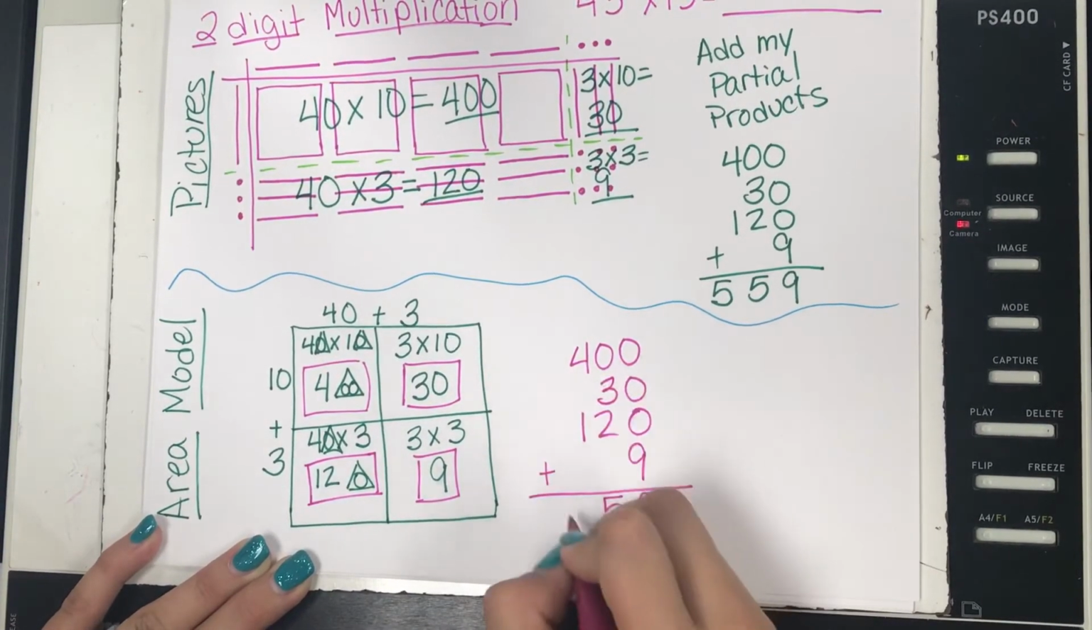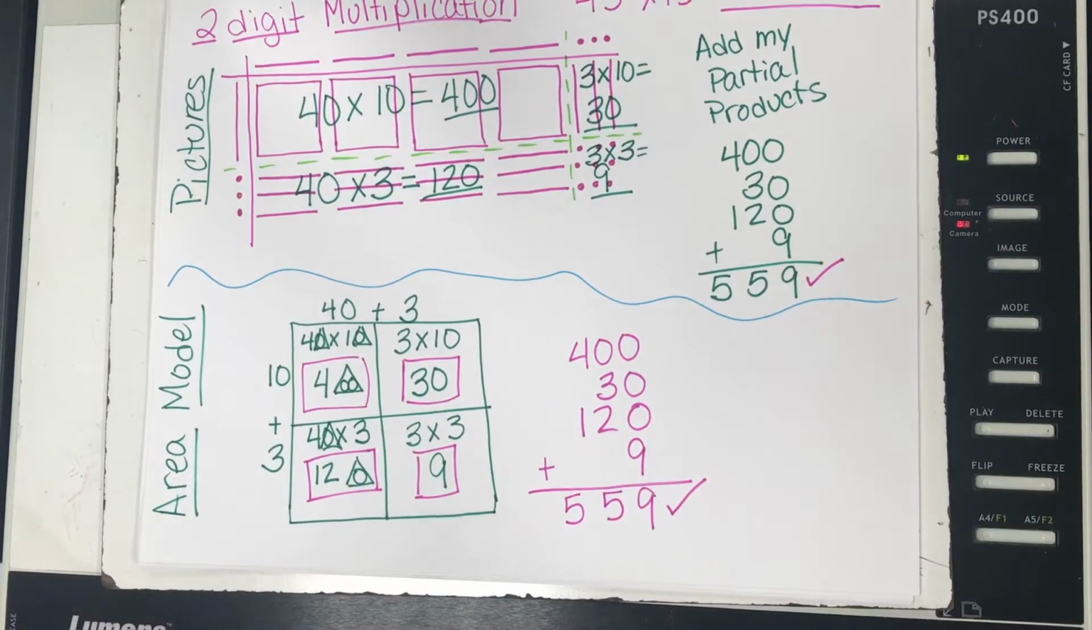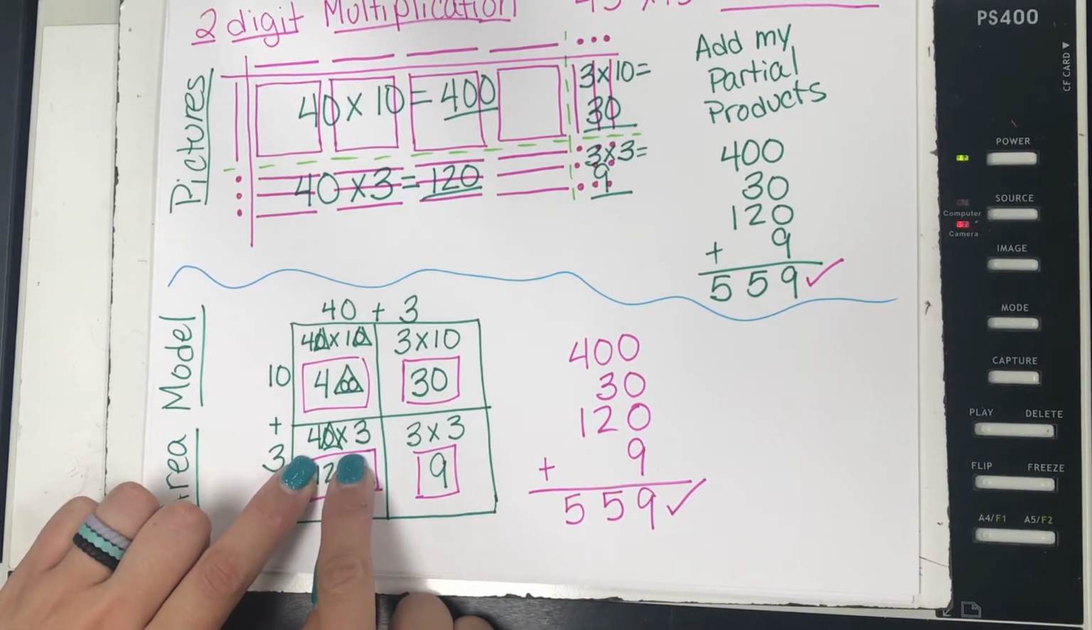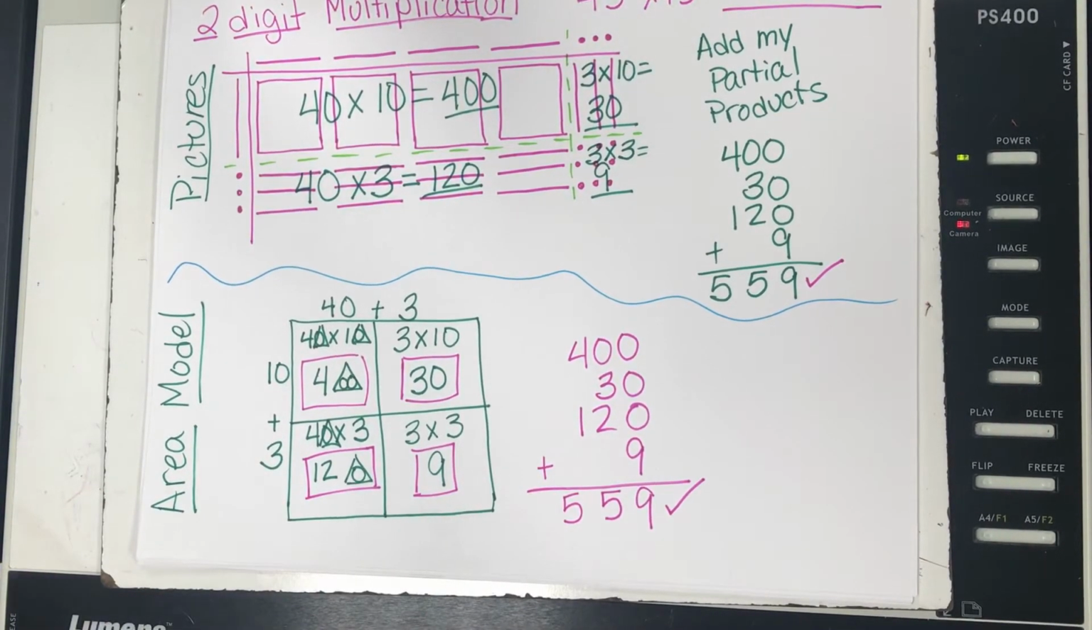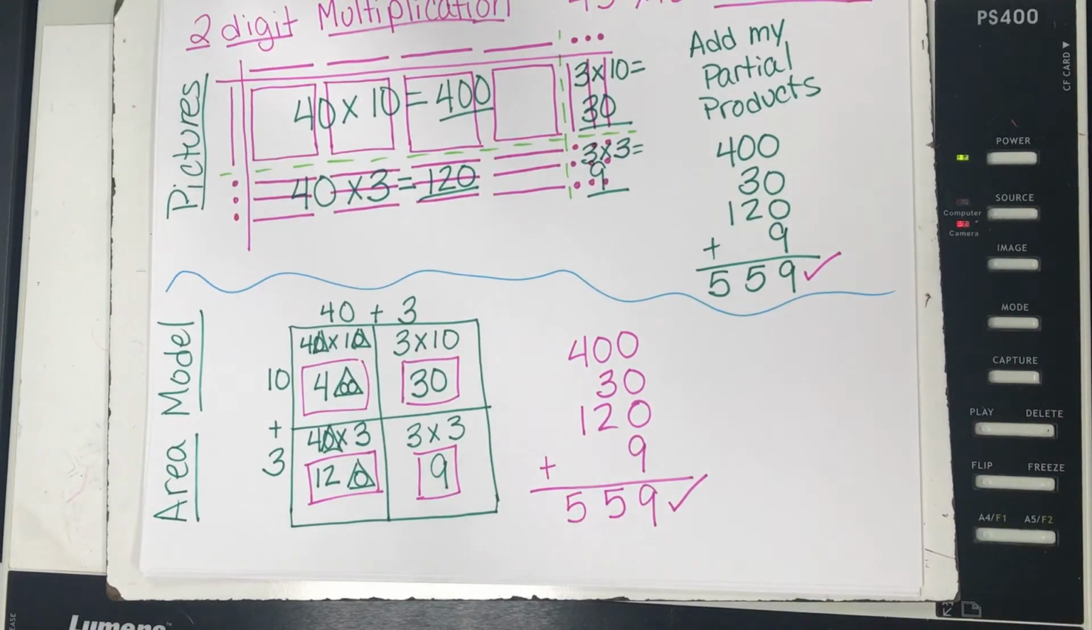9, 5, 5. Hey, look. Wait, where did we get the 120? Because 40 times 3. Oh. 40 times 3 was 120. And we got the same number both times, so I'm pretty sure my answer's right. Check.